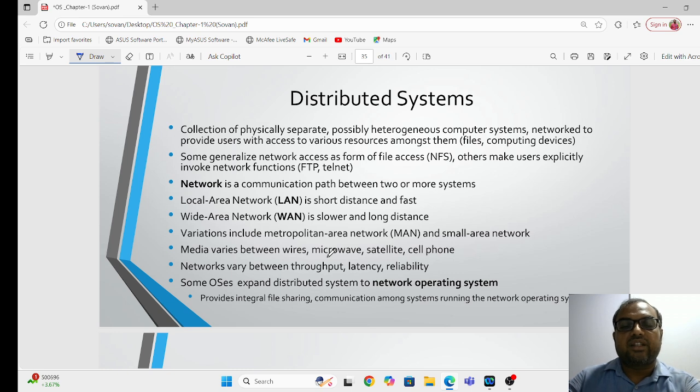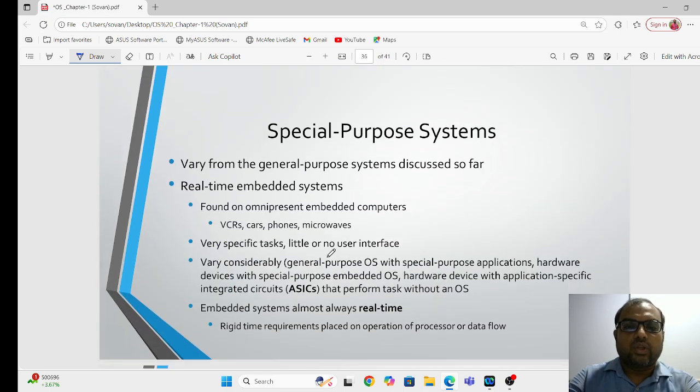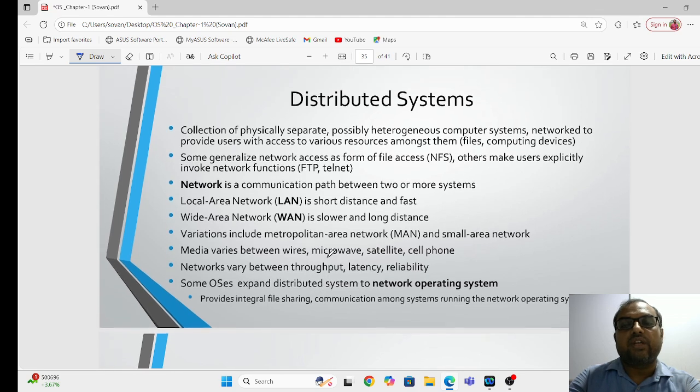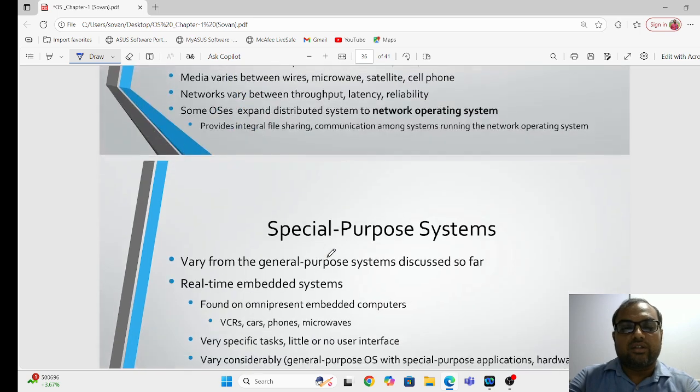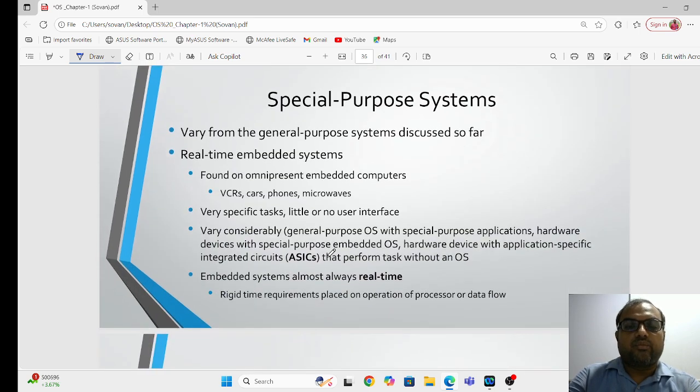Suppose the file sharing, or communications among the networks, or they can access your files. So via the distributed system they can access the distributed files, or distributed processes. So we can access this. But here the one problem is, suppose the network is slower, then you cannot access this. So that will be the major problem.